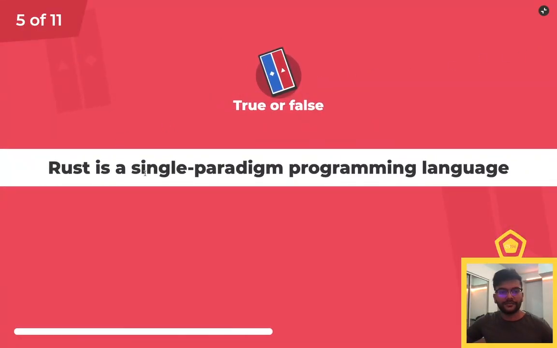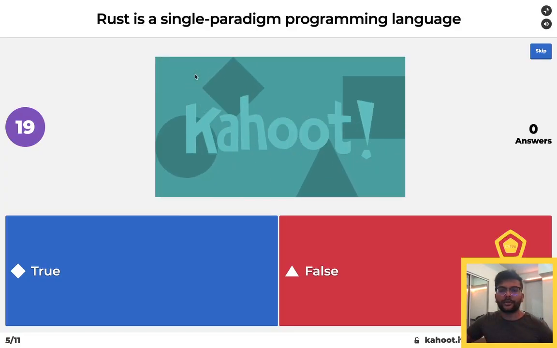Next question. Rust is a single paradigm programming language. True or false? This one might be too tricky, because we kind of skimmed over this.